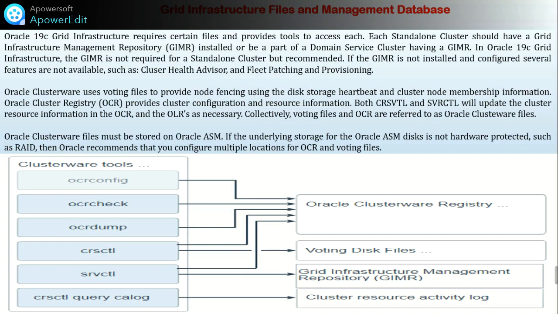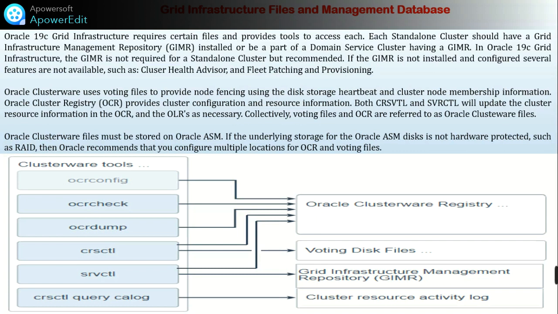Oracle Clusterware uses voting files to provide node fencing using the disk storage heartbeat and cluster node membership information. Oracle Cluster Registry, OCR, provides cluster configuration and resource information. Both CRSCTL and SRVCTL will update the cluster resource information in the OCR and the OLR as necessary. Collectively, voting files and OCR are referred to as Oracle Clusterware files.